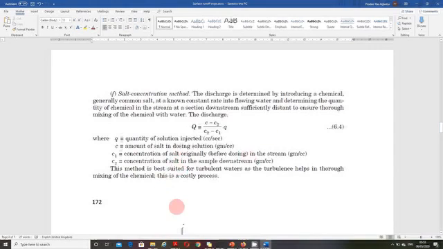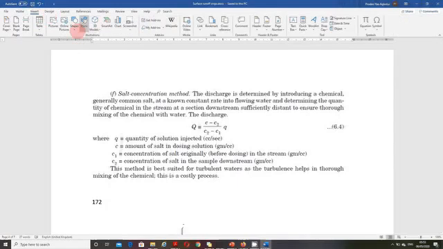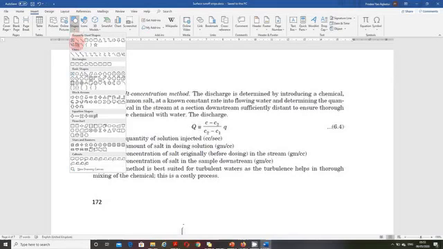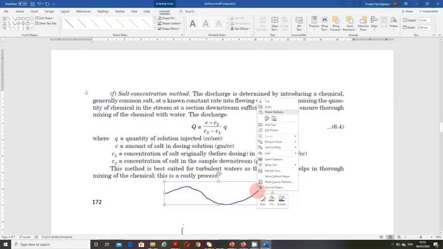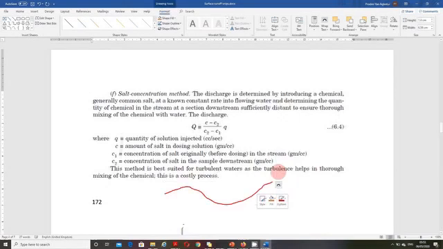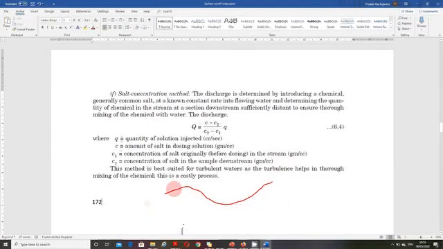So maybe if I have a stream like that, and I put the salt concentrate, I add the salt here. That becomes my C1. Then the concentration there becomes my C2. Once I get the salt concentration at these two points, I can set up this equation to determine the discharge, which is the Q, the discharge through the stream.